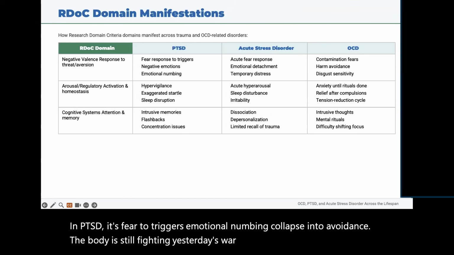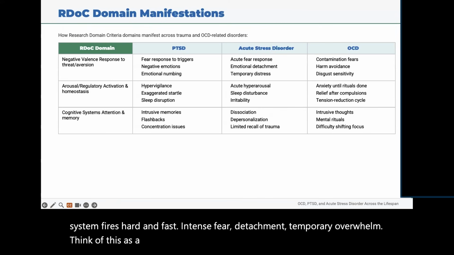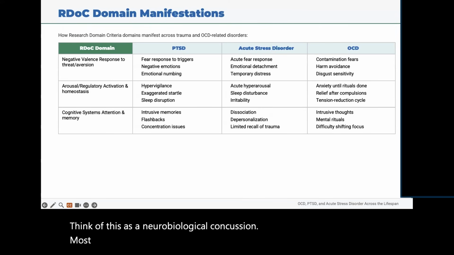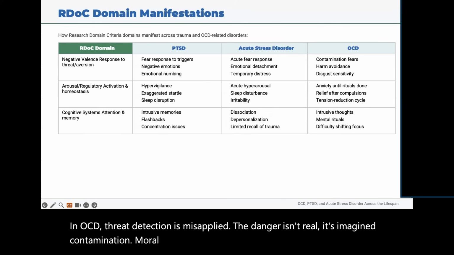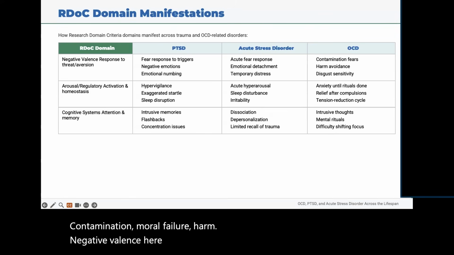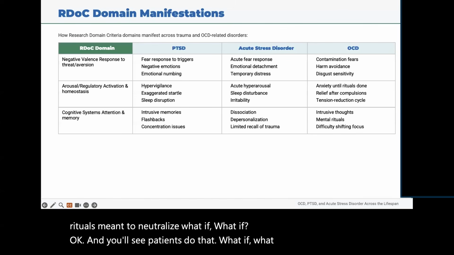But in acute stress disorder, the system fires hard and fast. Intense fear, detachment, temporary overwhelm. Think of this as a neurobiological concussion. Most recover, but some don't. In OCD, threat detection is misapplied. The danger isn't real, it's imagined. Contamination, moral failure, harm. Negative valence here becomes moralized anxiety expressed through rituals meant to neutralize the "what if, what if." Okay, and you'll see patients do that. What if, what if? You'll see that circuit fire.